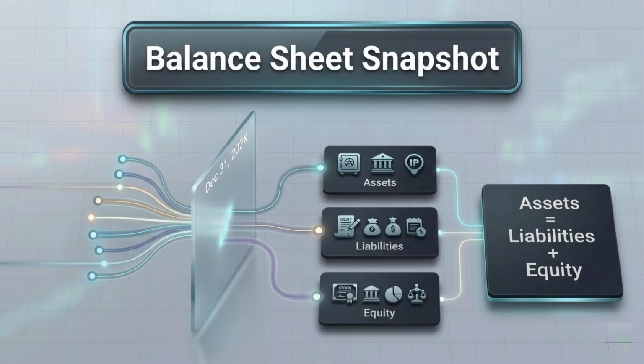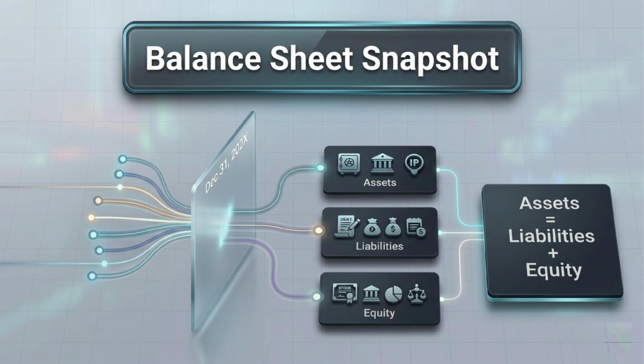The balance sheet or statement of financial position is a snapshot statement. It reports the entity's financial condition at a single point in time, not across a period. That is why the reporting date is so important. At that date, the entity shows its assets, liabilities, and equity.